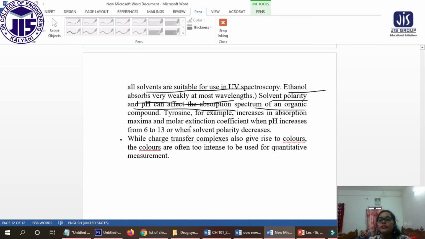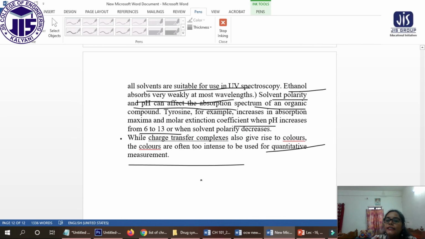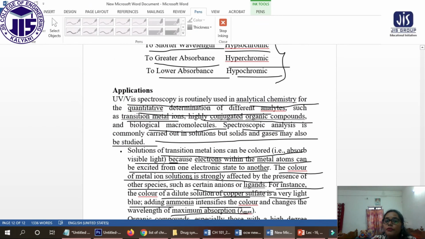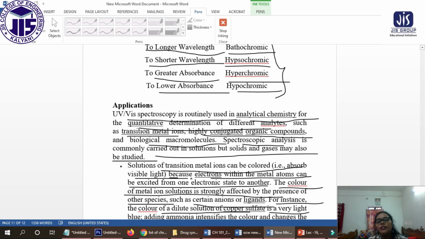Tyrosine, for example, shows an increase in absorption maxima and molar extinction coefficient when pH increases from 6 to 13, when solvent polarity decreases, while charge transfer complexes also give rise to color. The colors are often too intense to be used for quantitative measurement. So these are some of the applications that we have for UV visible spectroscopy.